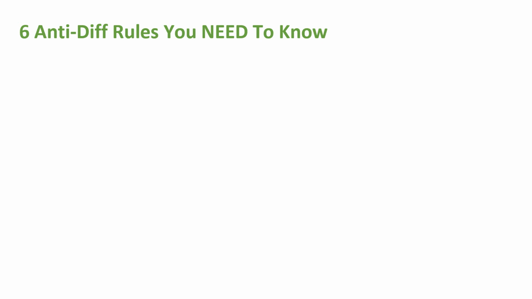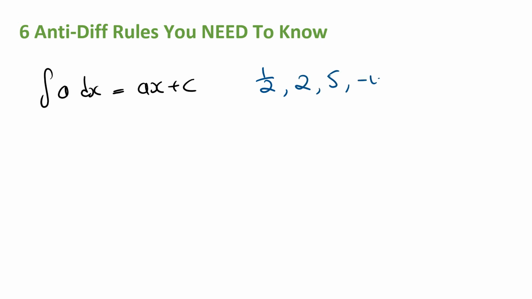Now the first rule is when you're integrating a constant. And so if we're integrating the constant a dx, then this is just going to equal the constant times x and then plus c. Examples of the times where you would use this rule is when you're just integrating the constant a half, or 2, or 5, or minus 10, or 50, any constant.